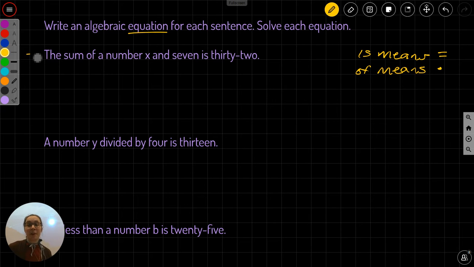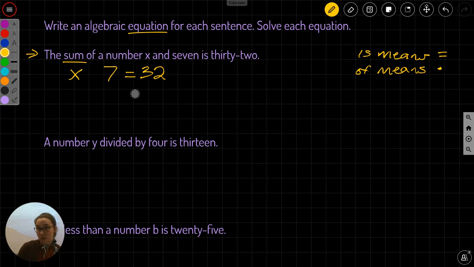So let's start with this one here. The sum of a number x and 7 is 32. So what do we already know? We have a number x, so x, and we have 7, "is" means equals 32. The only thing we have missing is our operation, but we know our operation because we have this word here. Sum is the answer to an addition problem. So we have x plus 7 equals 32.